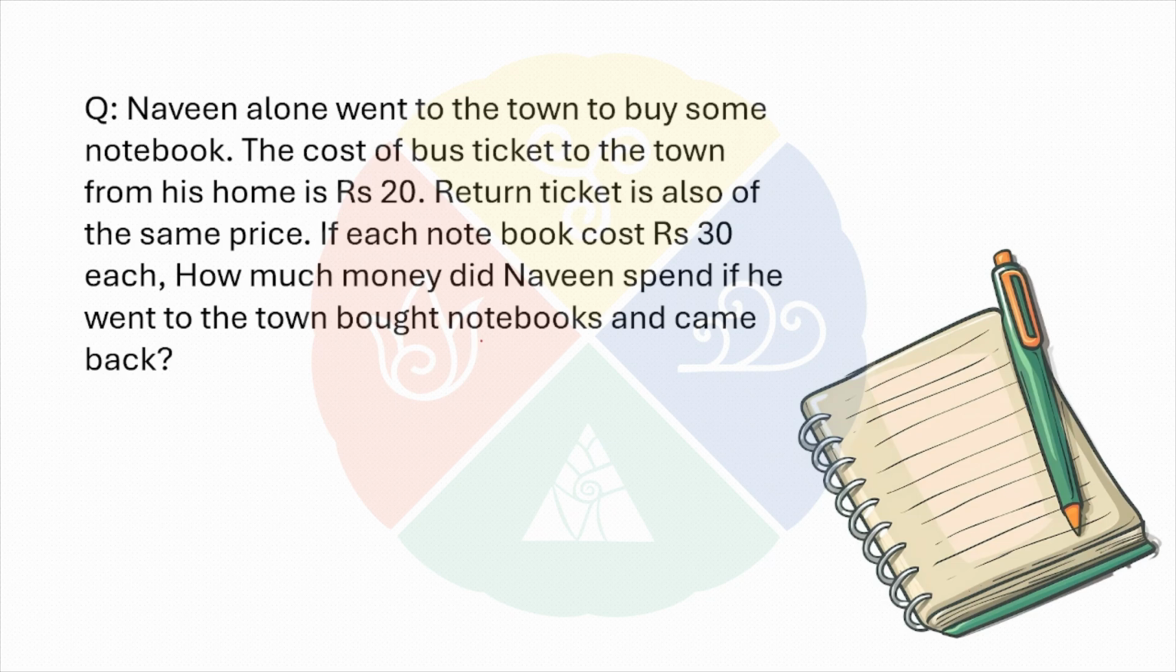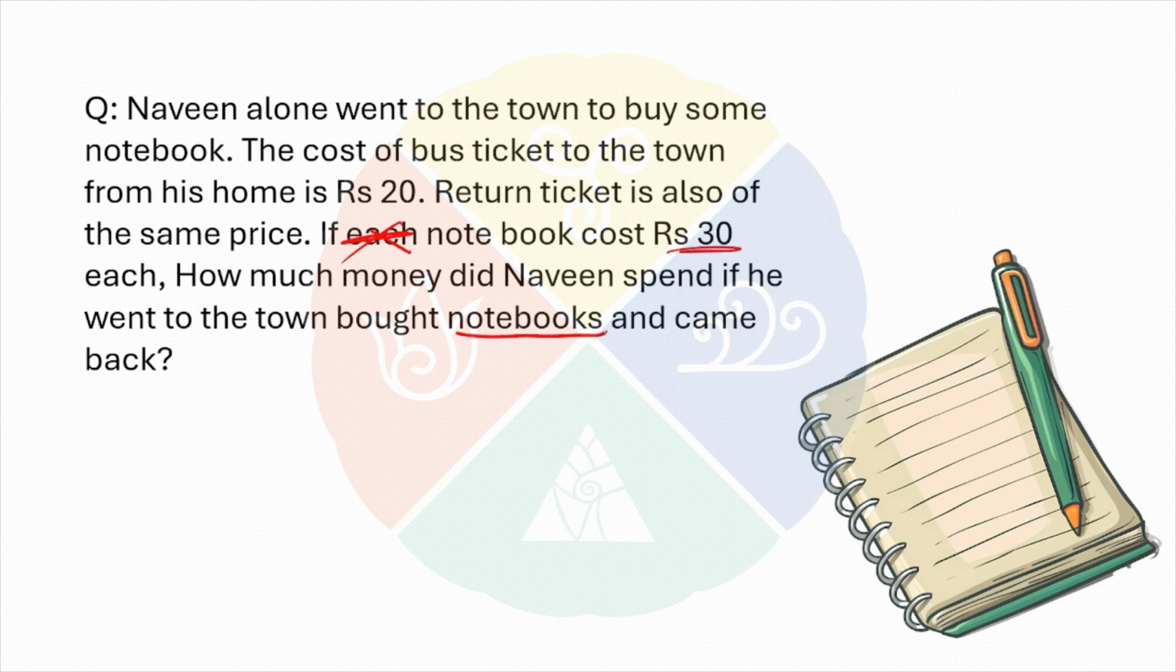Naveen alone went to the town to buy some notebooks. The cost of a bus ticket to the town from his home is 20. The return ticket is also the same price. If notebooks cost rupees 30 each, how much money did Naveen spend, if he went from home to the town, bought notebooks and came back?